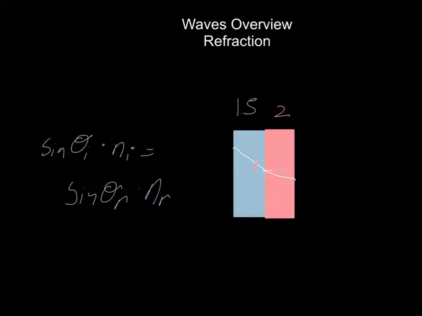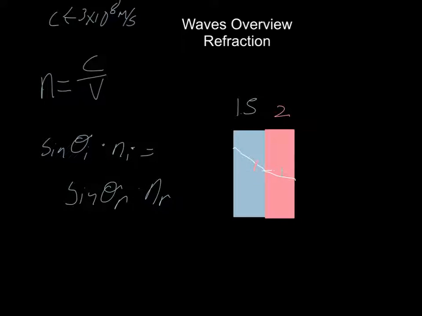Now remember, the definition that we had for index of refraction had to do with the speed of light. N, which is our index of refraction, is going to be c over v, where c is the speed of light and v is the speed in whatever material we're talking about. Now our c value is the speed of light in a vacuum, specifically, which is 3 times 10 to the 8th meters per second. Divide this by our v, and that's going to give us our index of refraction.